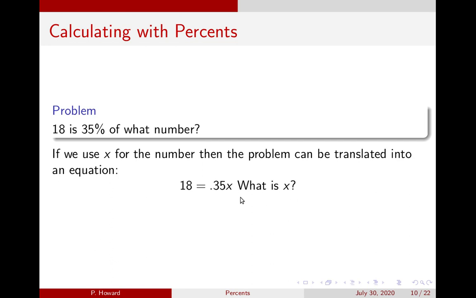To find x, we divide both sides of this equation by 0.35. So x will be 18 over 0.35. And my calculator gave me 51.429. So 18 is 35% of 51.429.